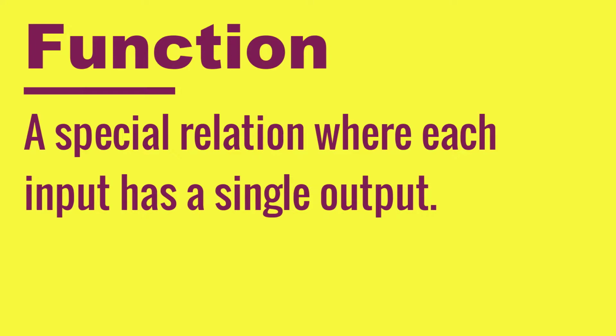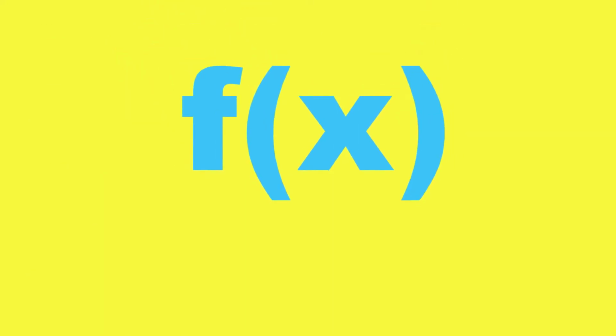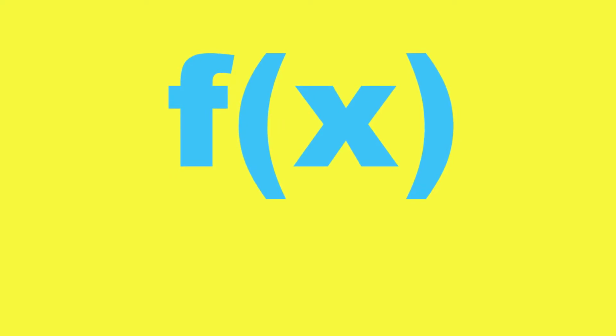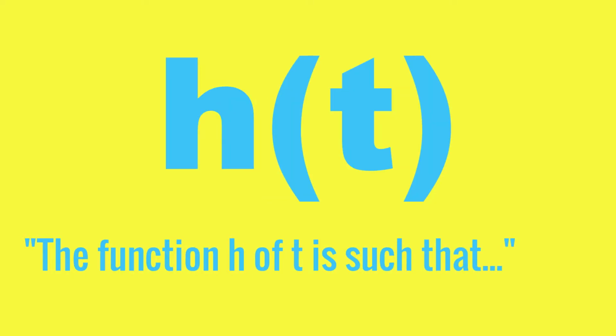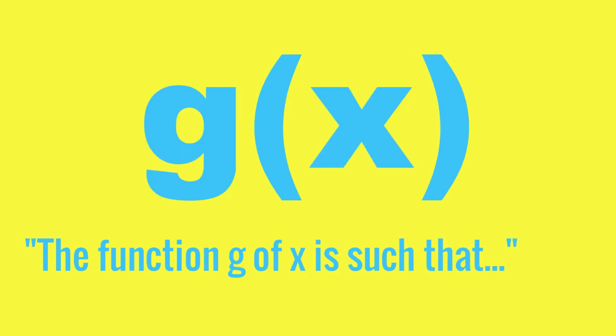Now in math, we write functions like this. It's not saying that we're multiplying f by x, but what it's saying is that the function f has x as its input. h of t would read: the function h has an input t. g of x would mean g has an input of x, and so on.